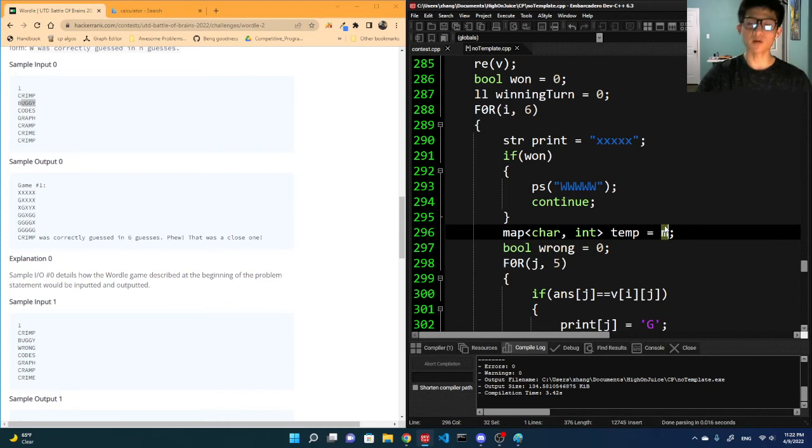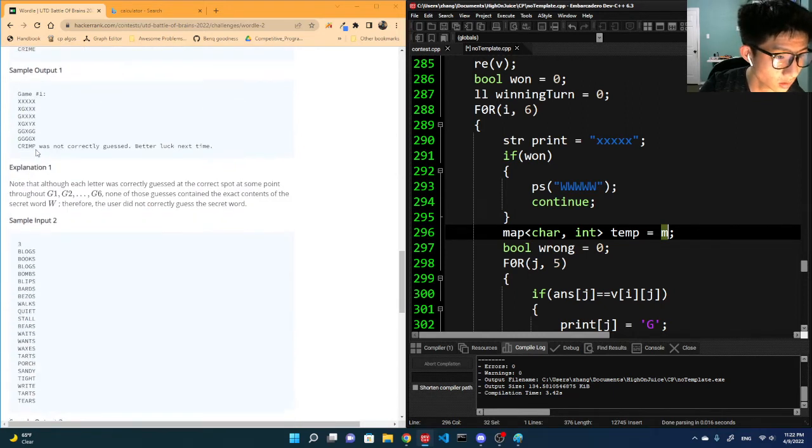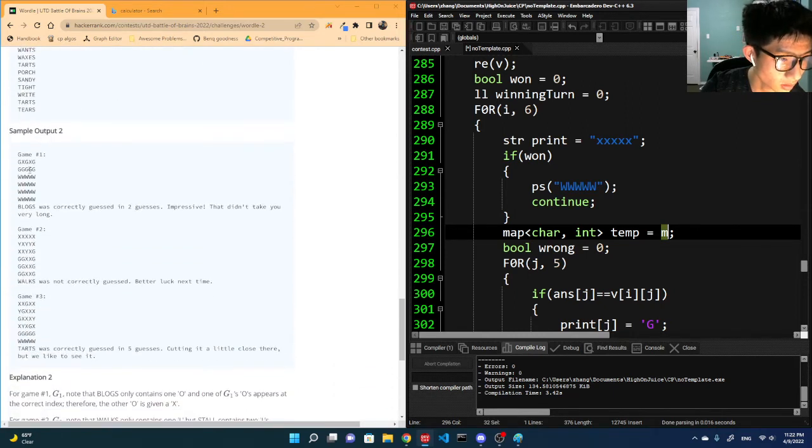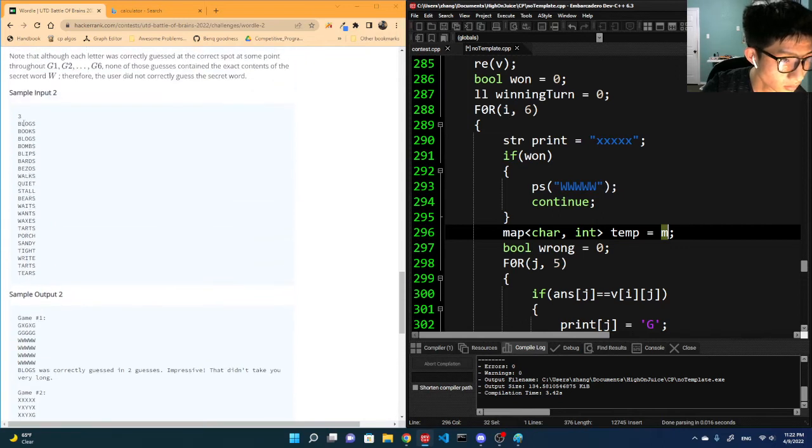Then this temp array or temp map basically keeps track of the amount of letters, right? Yeah. That's a good example. Like here, I think blocks is good.